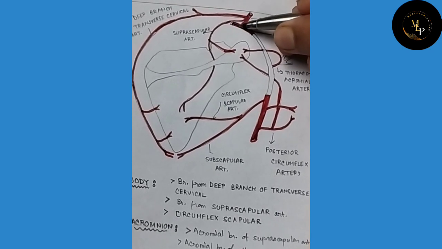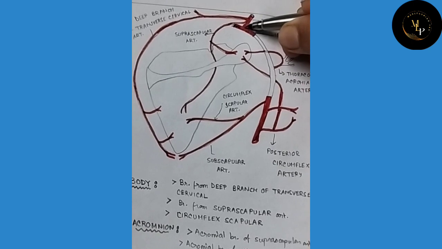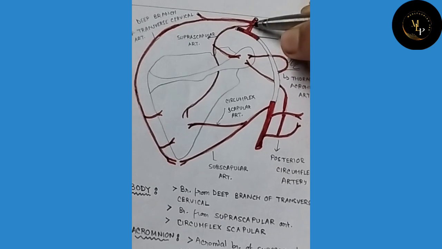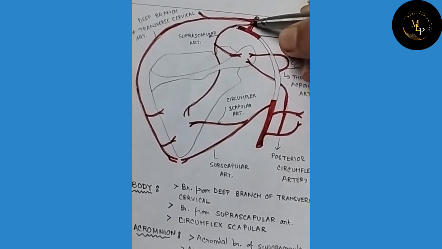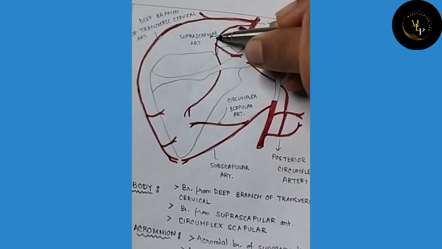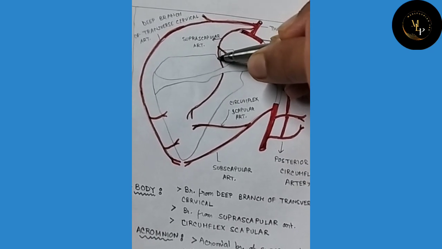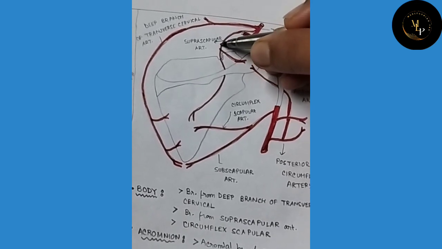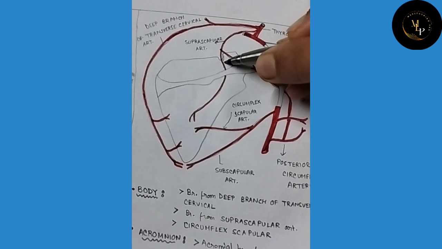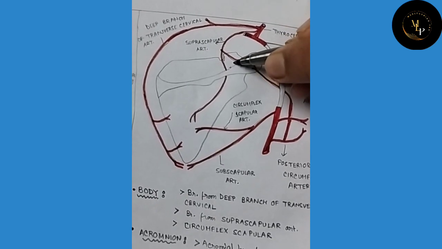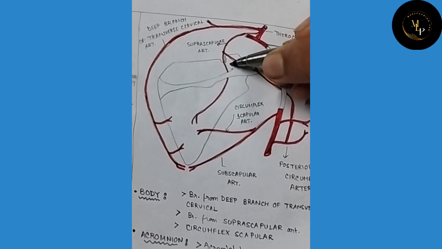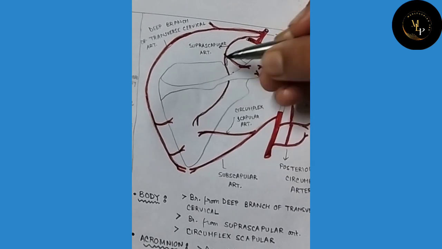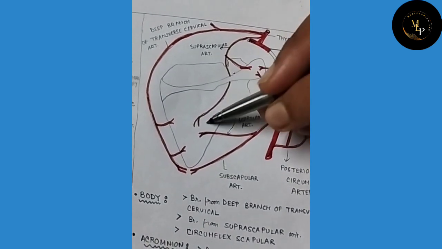This first part of the subclavian artery gives off a branch which is known as the thyrocervical trunk. Now this thyrocervical trunk gives off two branches. One is the suprascapular artery. This suprascapular artery passes through the suprascapular notch on the superior border of the scapula, and then it passes through this notch, which is known as the spinoglenoid notch, to reach the infraspinous fossa.